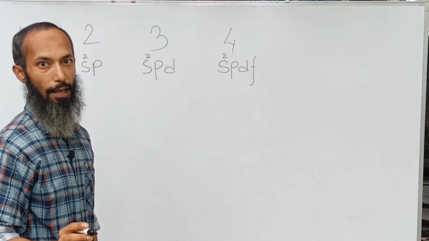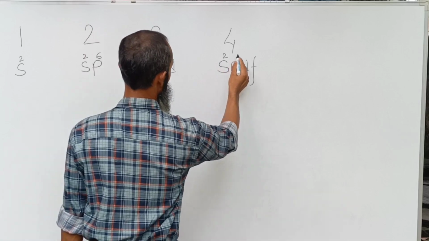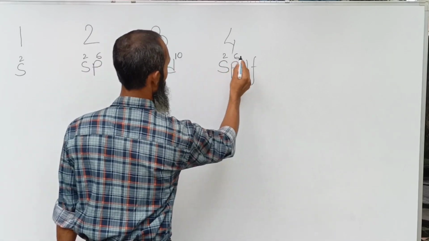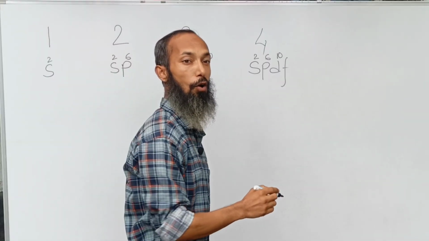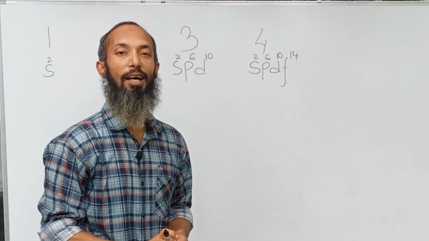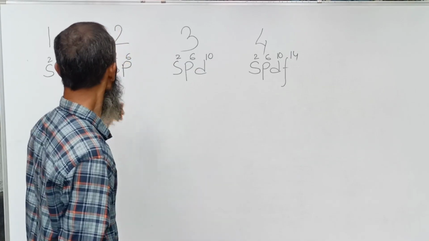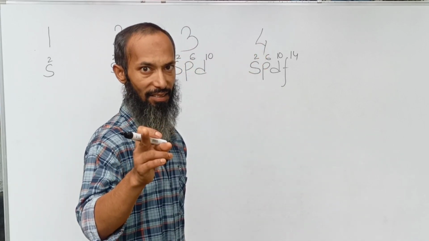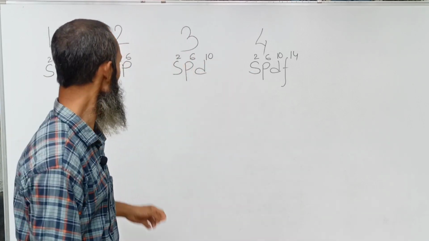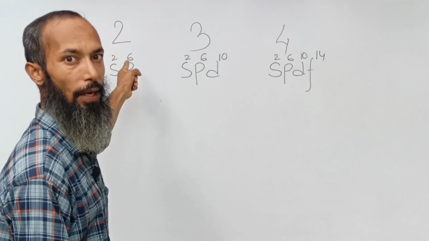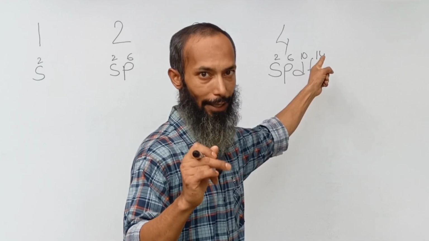For the P subcell, the maximum number of electrons to occupy is 6. For the D subcell, 10. And for the F subcell, the maximum number of electrons can be 14. Now, what is the mechanism to go on configuring the electrons? Let us see. These are the four principal cells, and these are the subcells. S has the capacity to occupy 2 electrons, P has the capacity to occupy 6, D has the capacity to occupy 10, and F has the capacity to occupy 14 electrons.